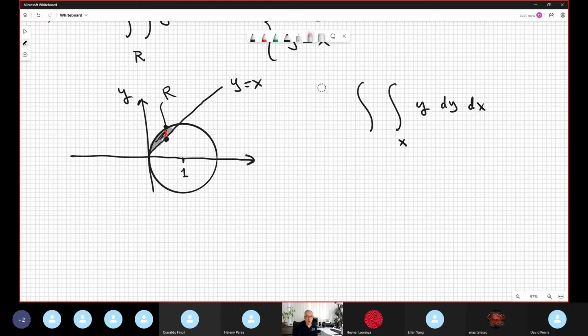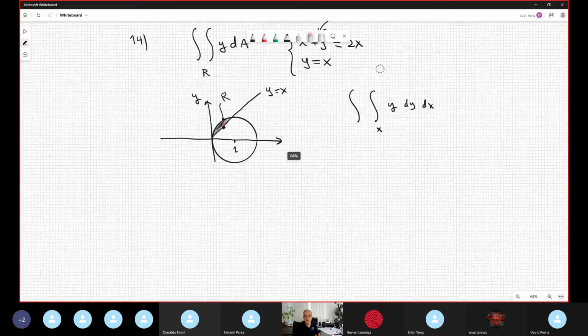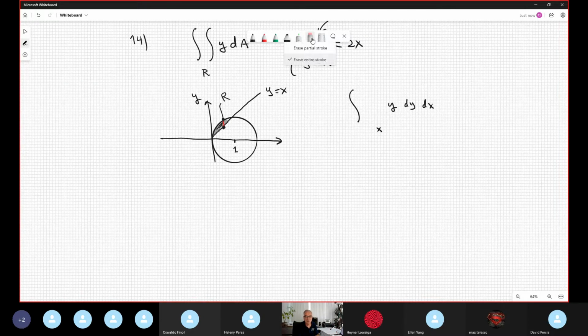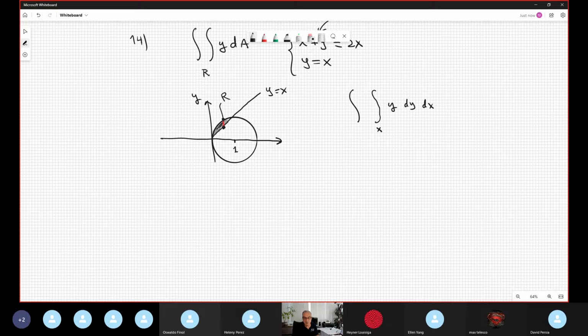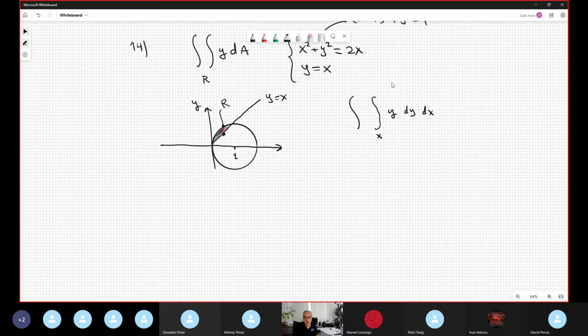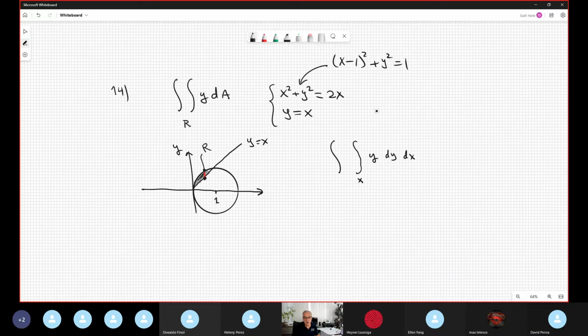I did before, no? I did that. The y squared is equal to 2x minus x squared. Therefore, y is equal to square root of 2x minus x squared. Yeah, I take the positive part because my region is in the positive part. So I go to the radical 2x minus x squared.